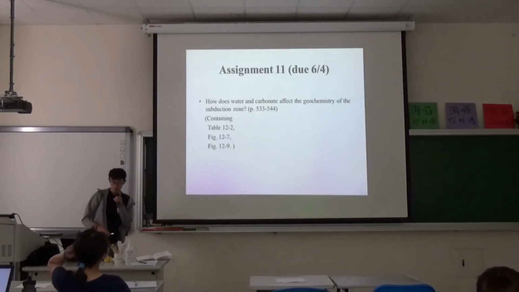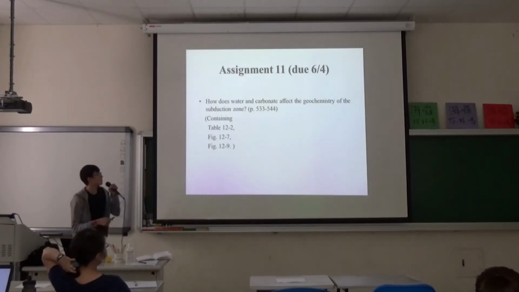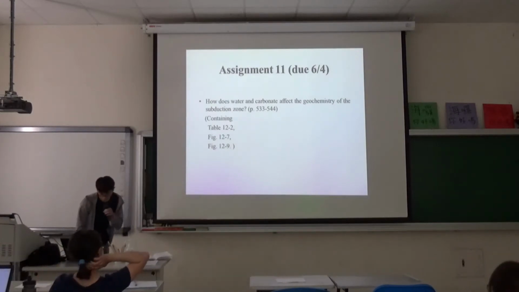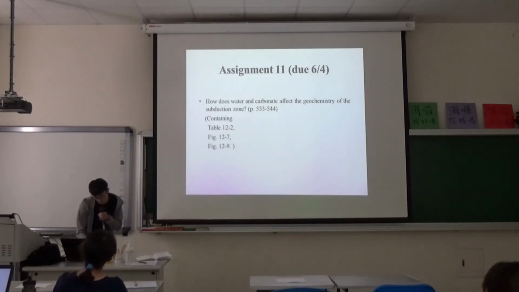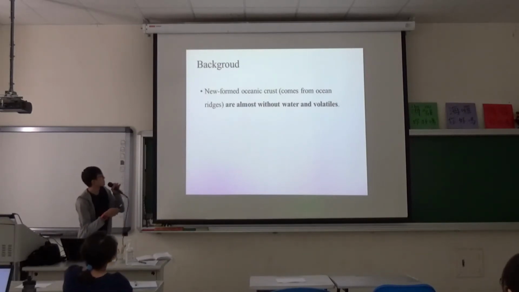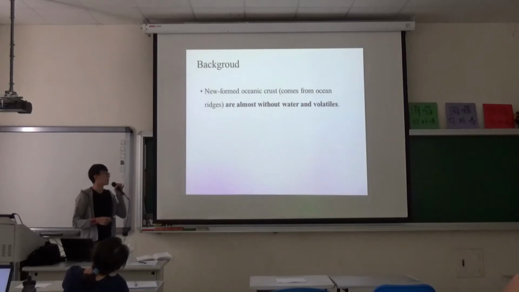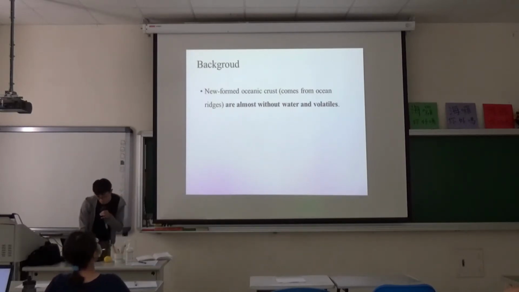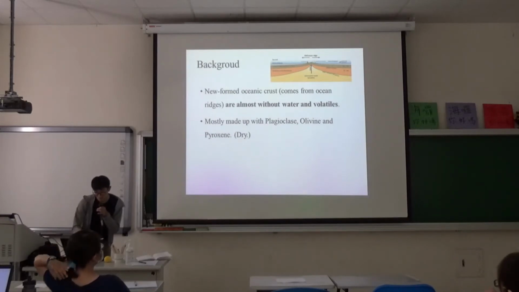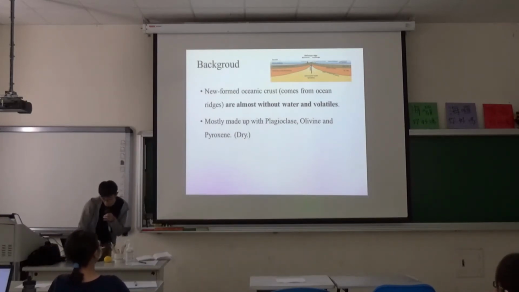So our assignment is how does water and carbonate affect the geochemistry of the subduction zone and the boundary picture figure. First, we have to know some background. Newly formed oceanic crust that comes from the ocean ridge is almost without water and volatiles, and is mostly made up of plagioclase, olivine, and pyroxene. They are without water. They are dry minerals.